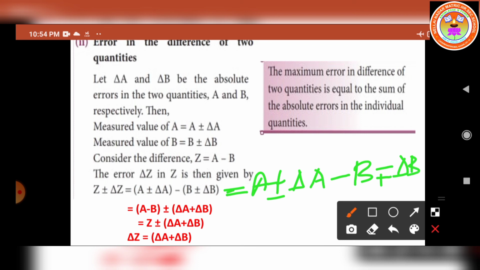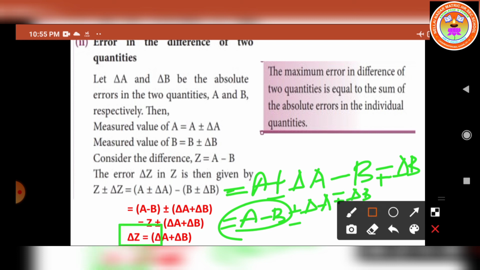So we can write A plus or minus delta A, then minus B, then minus plus delta B. And again we have to write A minus B here. So A minus B, then plus or minus delta A, and minus plus delta B. So A minus B is replaced by Z. So Z plus or minus delta A minus plus delta B. So the Z and Z terms are cancelled out. We obtain delta Z is equal to delta A plus delta B.